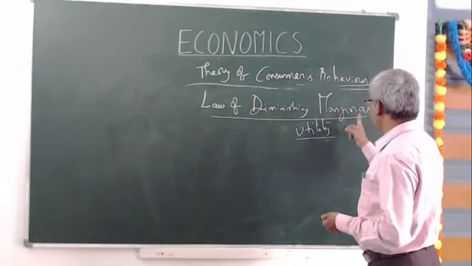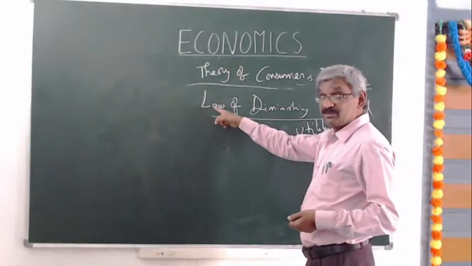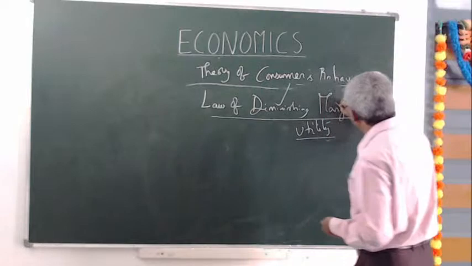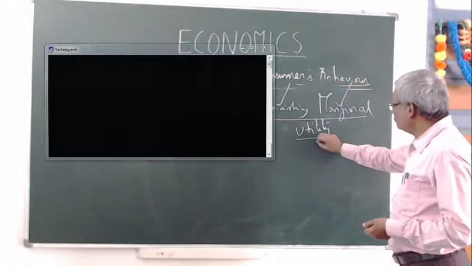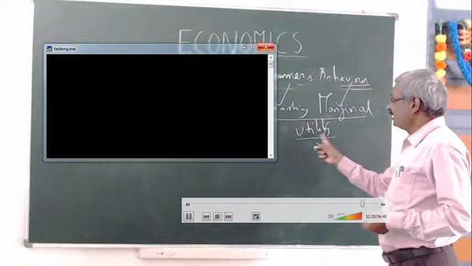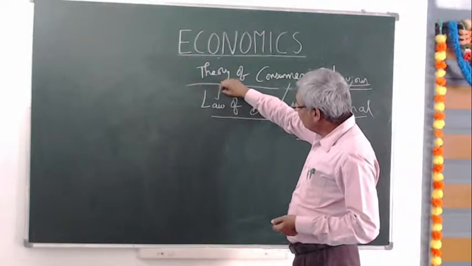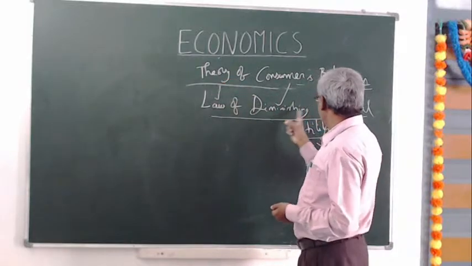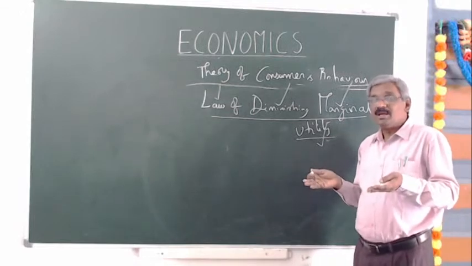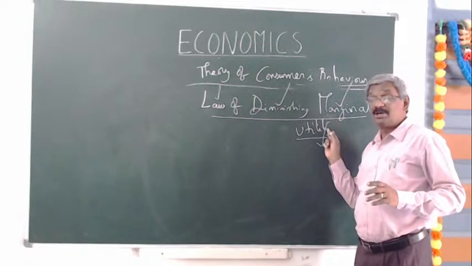This diminishing marginal utility is also one of the laws. Here, diminishing is one word, marginal is another word, and utility is the third word. These three together form the law, that is, the principle. One important law is the diminishing marginal utility. What I want is not total utility, but marginal utility.